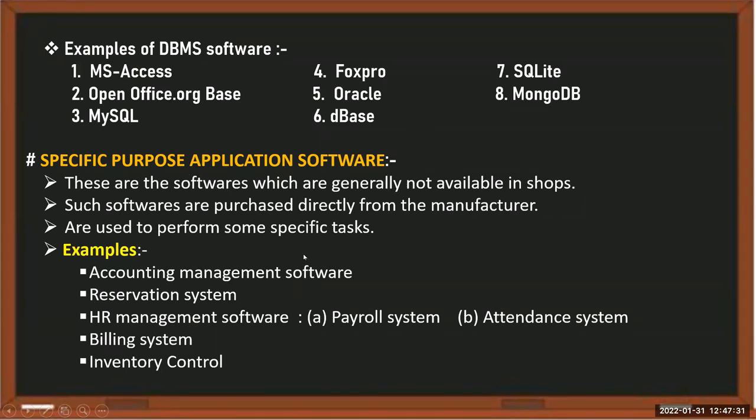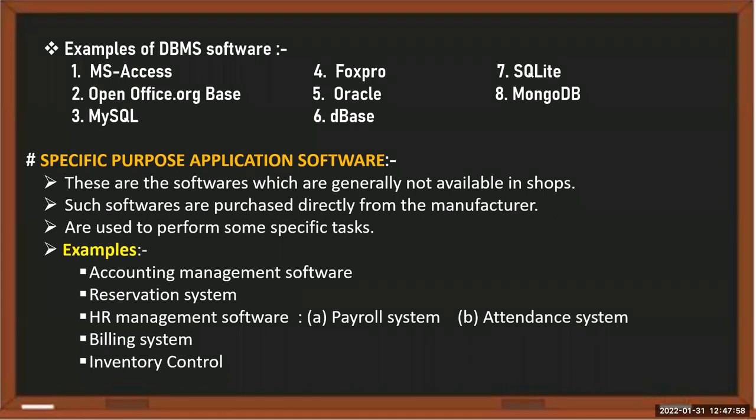Next is specific purpose softwares. Specific purpose softwares means they are not generally available. Means ki ye nahi ki kahin se bhi buy kiya aur kaam kar liya. This is not a specific purpose. Jaise MS Word, MS Office hai, we can download it from internet or we can buy the original version. But these softwares are not available in shops where you can buy. These are the softwares which are purchased directly from the manufacturer.